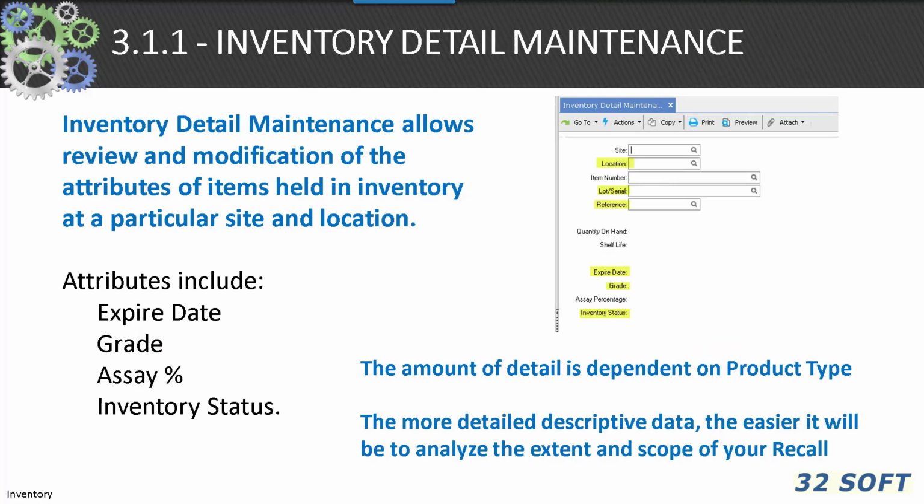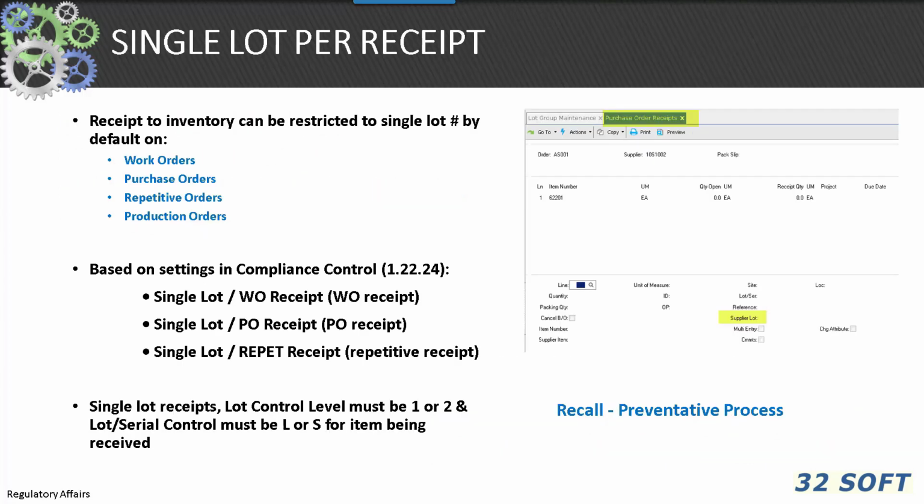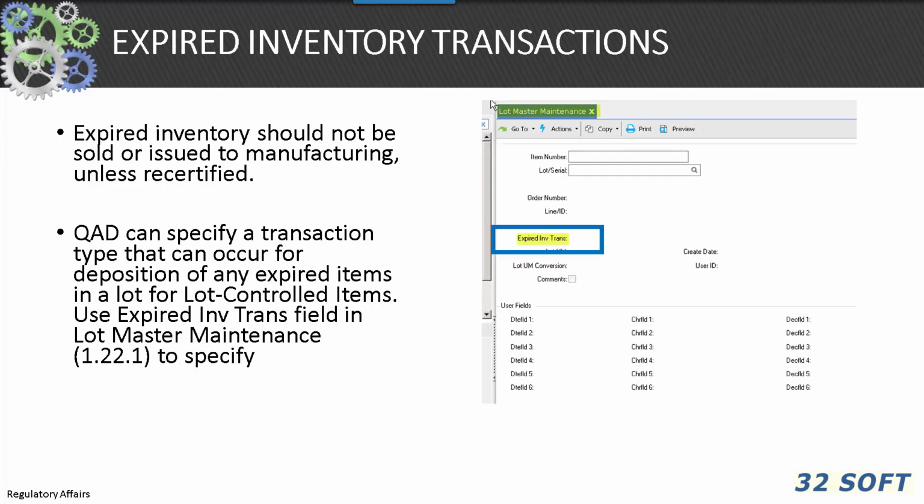3.1.1, inventory detail maintenance. This allows you to modify or review attributes such as expired date, grades, assays, inventory status. Remember, the more detailed description you've got, the easier it's going to be to analyze the extent and scope of your recall. Sometimes it's preferable to have a single lot per receipt. I can think of lots of situations, life science or food. You can restrict those like we talked about in the 1.22.4.